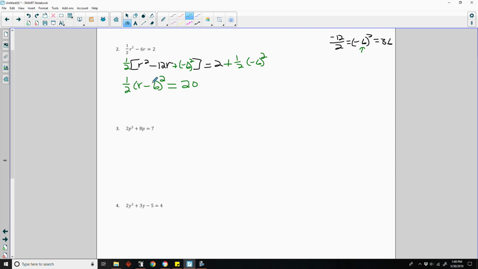Now I want to solve this for r, so I'm going to multiply both sides by 2 over 1, or simply 2. And that's going to cancel these, and I get r minus 6 squared equals 40. Okay, we're almost done. Take the square root of both sides. And remember, that's plus or minus. And we're going to get r minus 6 equals plus or minus the square root of 40.